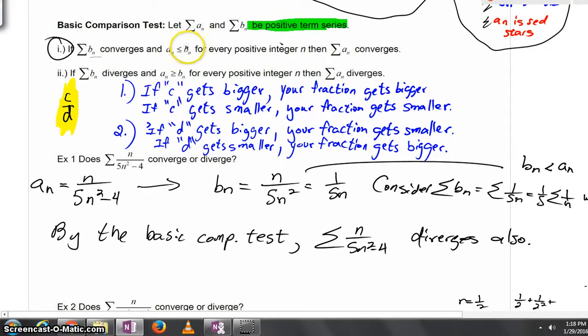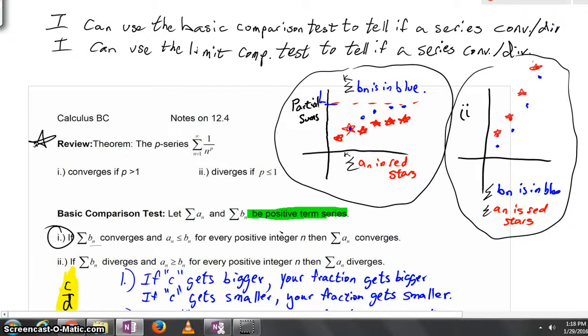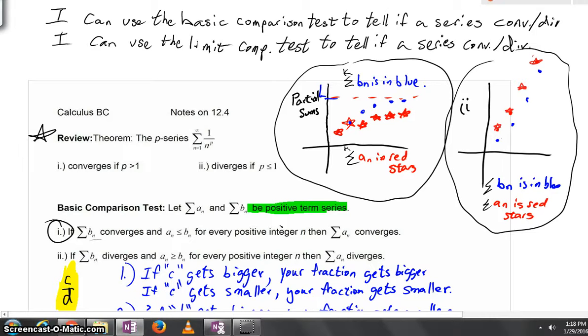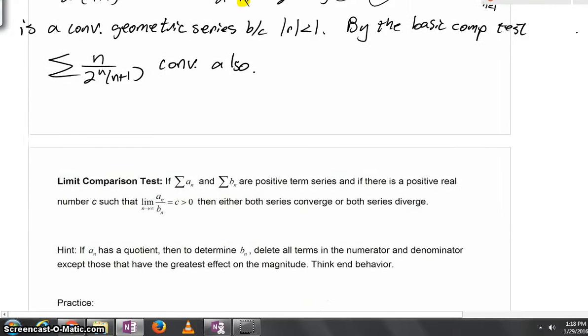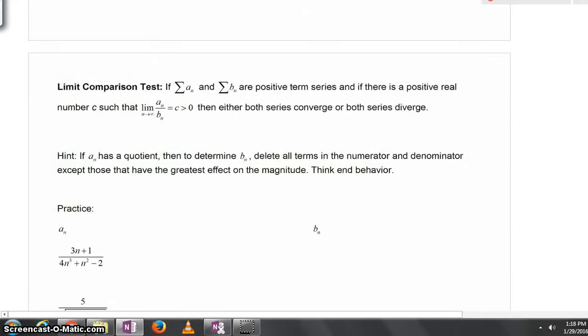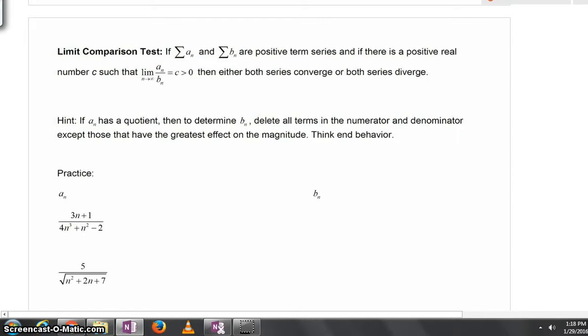If a sub n was actually larger than b sub n, if the red stars are above the blue stars, maybe the red stars flatten out, or maybe the red stars launch off towards infinity. In that case, we wouldn't know. So listen, guys, sometimes it's also super difficult to find a new series. Let's look at the next page, the limit comparison test.